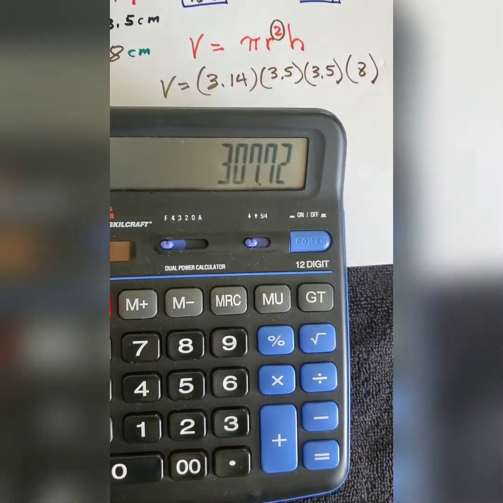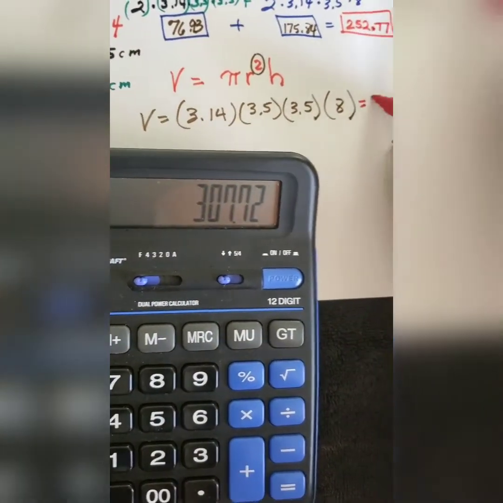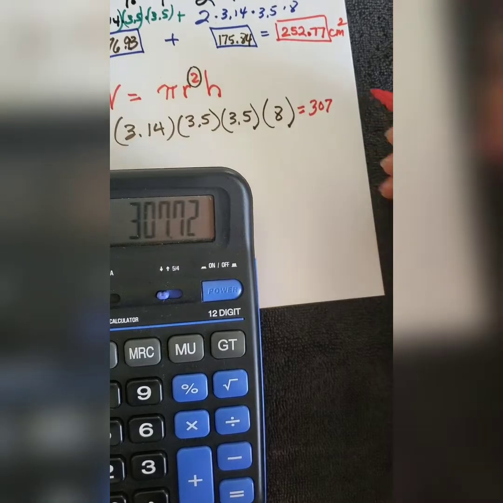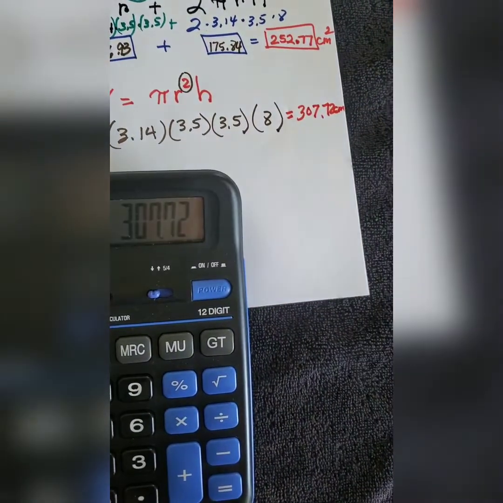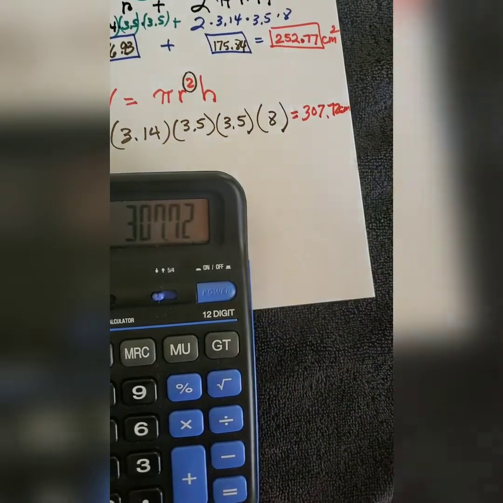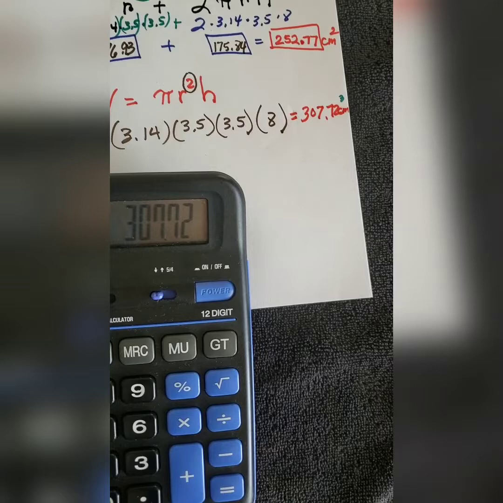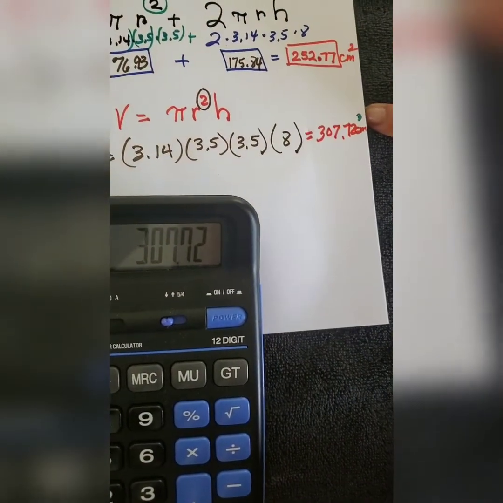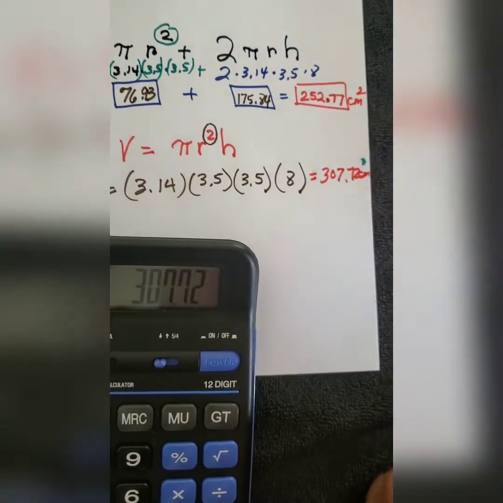So my volume is equal to 307.72 centimeters. This one is cubed. Volume is cubed. Surface area is squared. Okay?